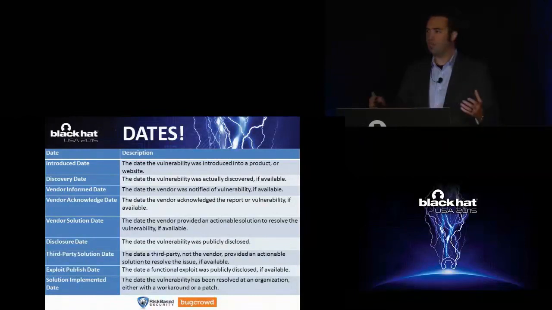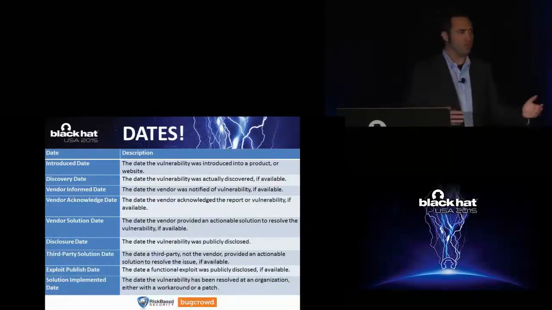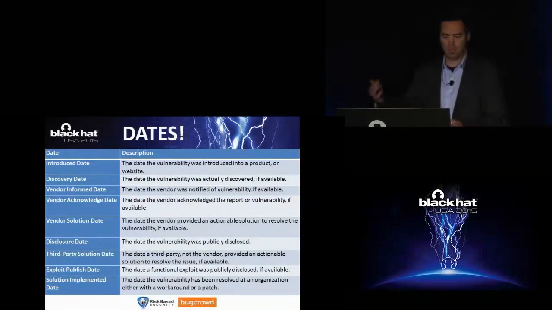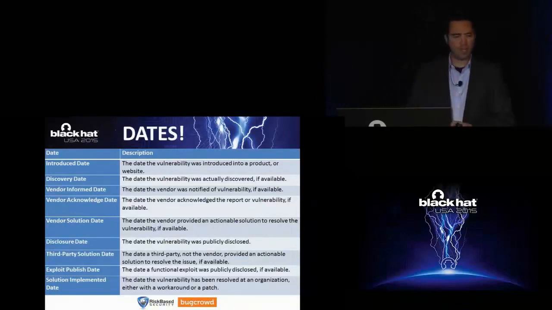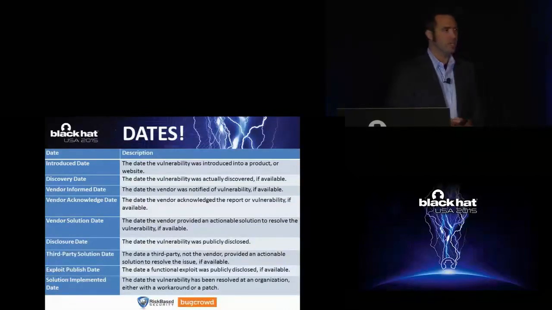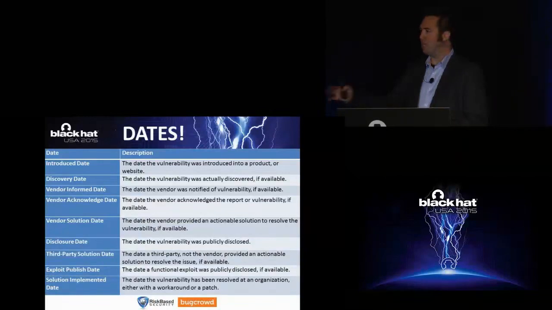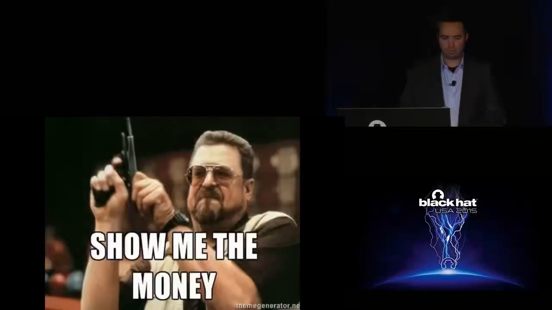Now, if a vendor doesn't do what we expect in terms of a solution, maybe there's a third-party solution or a fix that can help. There's a date for that. Then the exploit publish date. Again, that could come out well before any of those other ones, but there's a date where the exploit becomes public. And the final one that helps you with your organization is when you actually solve this: when is the solution implemented at your organization? So these are the core dates of the framework right now.